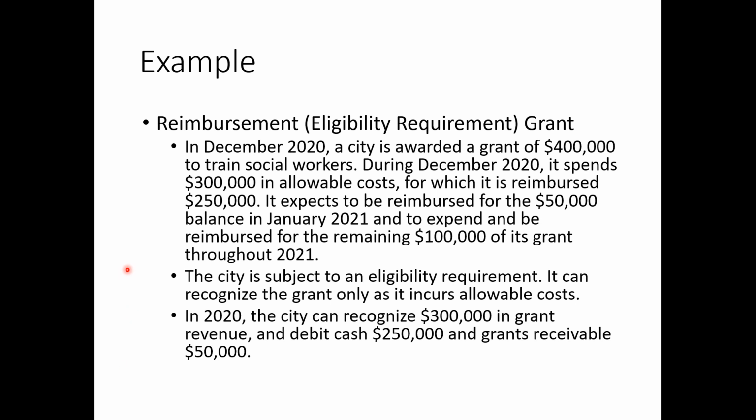Reimbursement or eligibility requirement grant. Right, we talked about that. So the city is awarded a grant of a total of $400,000. It spent $300,000, for which it is reimbursed $250,000. It expects to be reimbursed for the $50,000 next January, and because this is a reimbursement type grant and the city spent only $300,000 in total, the city can recognize $300,000 in grant revenues.